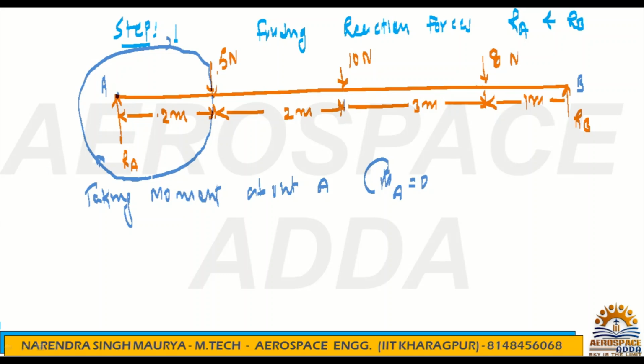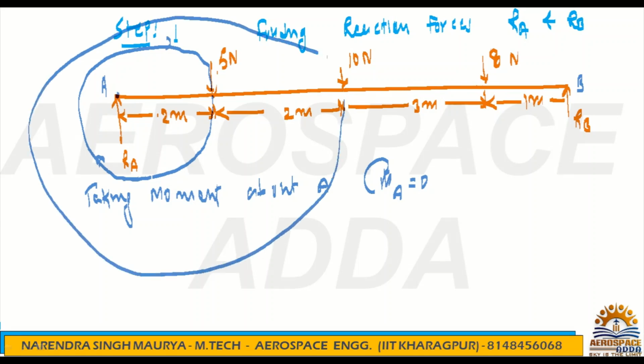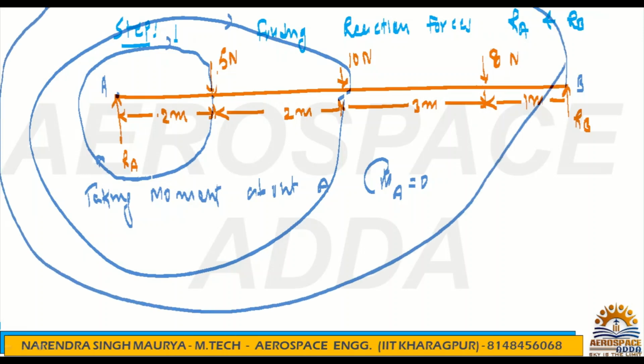Similarly, this 10 Newton also, if you see, will again give a clockwise moment. So this is also clockwise. What about RB? RB, the load is going in the upward direction, so again you have to draw the rotation about point A, and because the force is going upward, this rotation will be anti-clockwise. So because of RB you will get anti-clockwise, because of 8 Newton you will get a clockwise moment here, and because of 5 Newton you will get a clockwise moment. So you have to check the direction of the force.